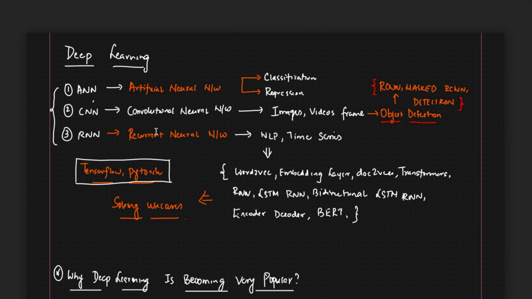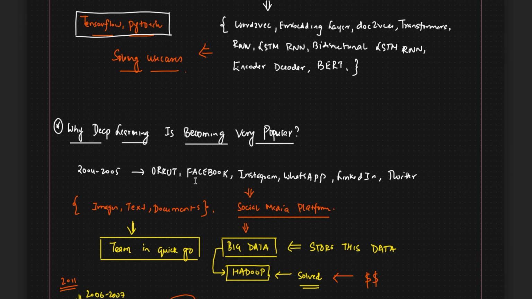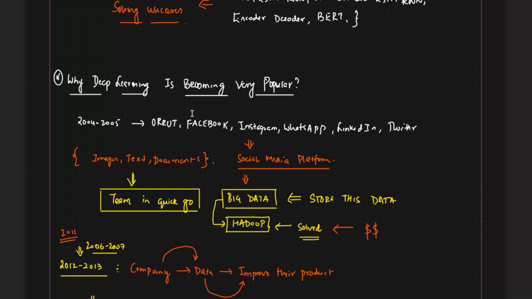RNN is a recurrent neural network. We use it for NLP and time series. TensorFlow, provided by Google to train models, is now very popular. So why is everyone nowadays using deep learning rather than machine learning and computer vision? These all come under deep learning. Why has deep learning become so popular?